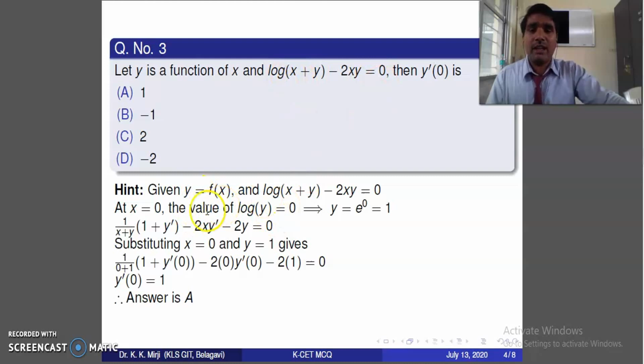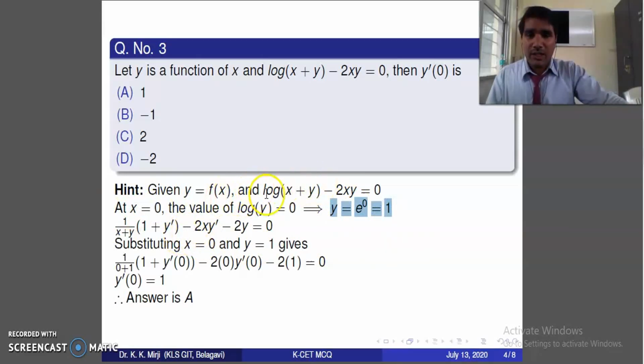So you can find, at x equals 0, what is the value of y. If you put x equals 0 in this equation, this term is totally 0, and here you will get log y. So log y is equal to 0. Log y equal to 0 means y is equal to e to the power 0, that is equal to 1. So x equals 0 and y equals 1 we get.